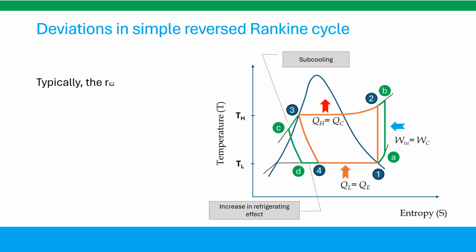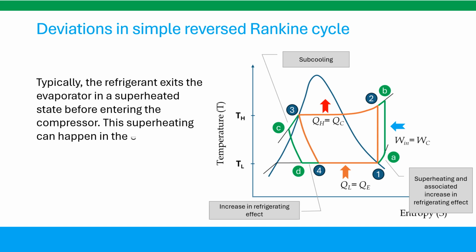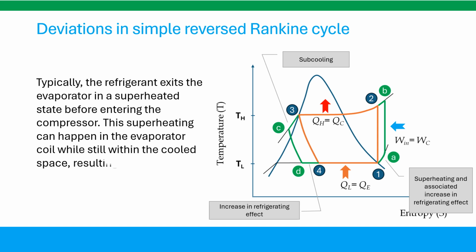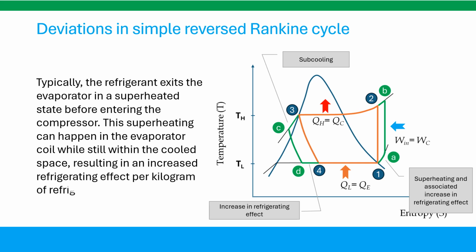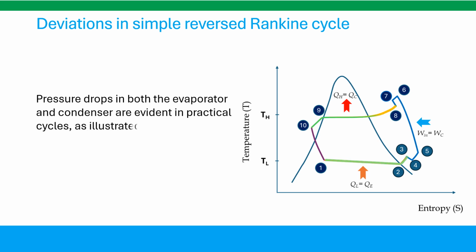Number 2. Typically, the refrigerant exits the evaporator in a superheated state before entering the compressor. This superheating can happen in the evaporator coil while still within the cooled space, resulting in an increased refrigerating effect per kilogram of refrigerant. Pressure drops in both the evaporator and condenser are evident in practical cycles, as illustrated in the TS diagram of the actual refrigeration cycle.